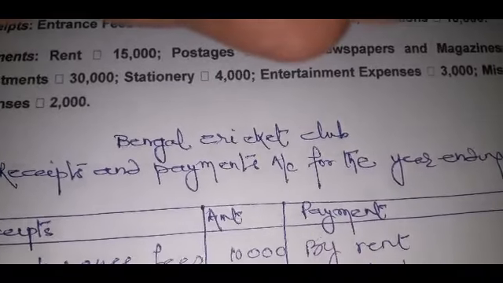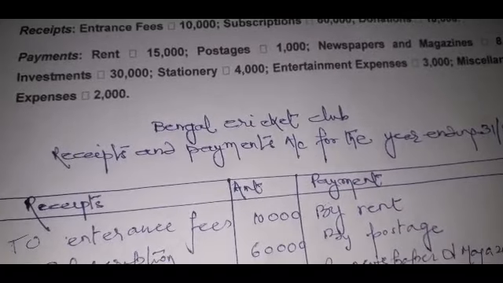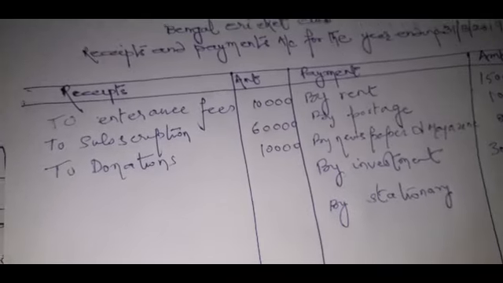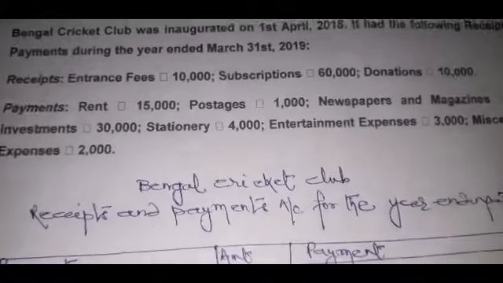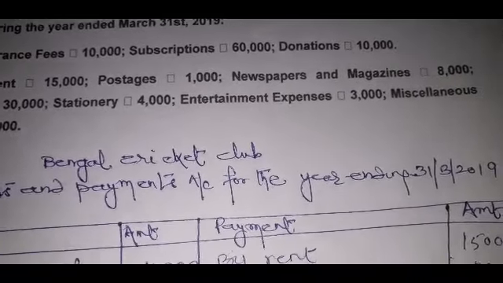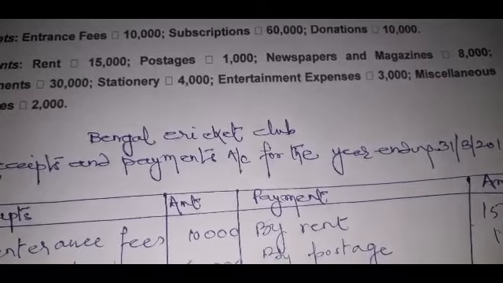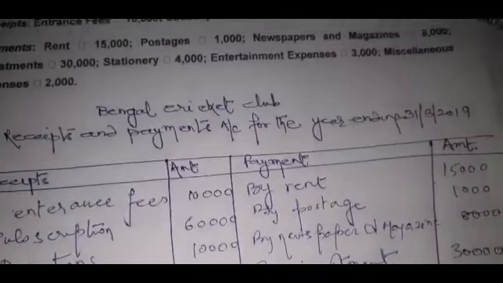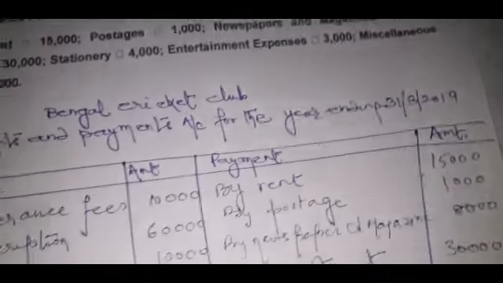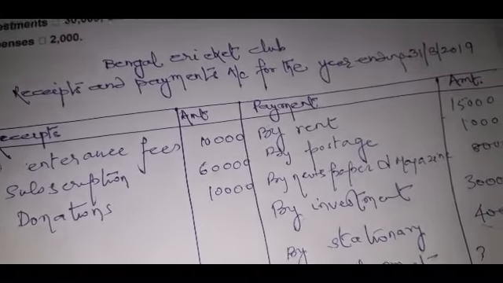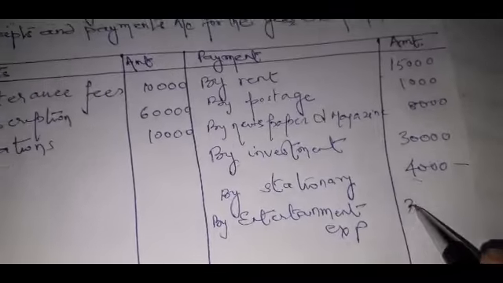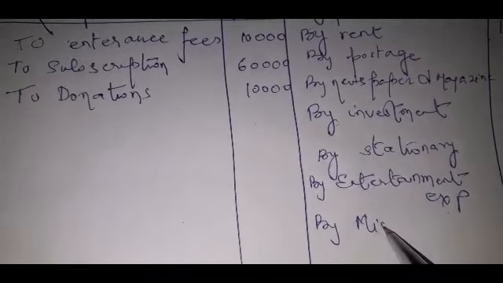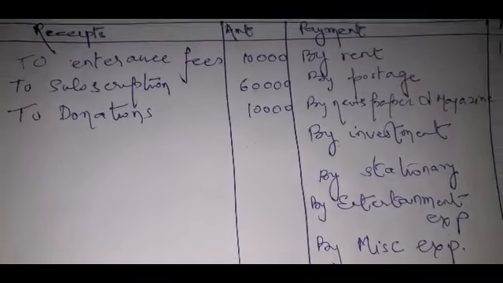Next is stationery. By stationery, amount is 4,000 rupees. Then it is entertainment expenses. Amount is 3,000 rupees. Next is miscellaneous expenses. Amount 2,000 rupees.